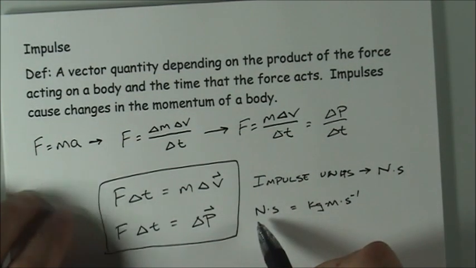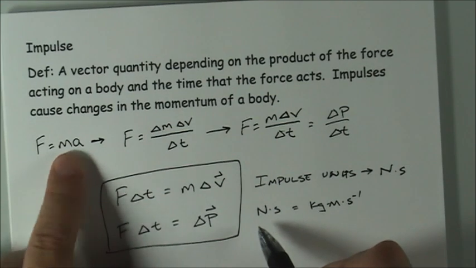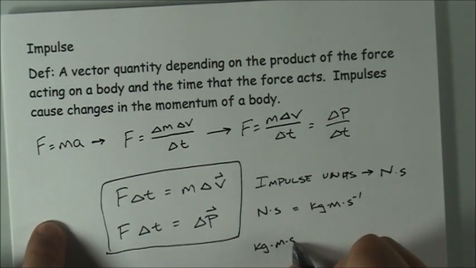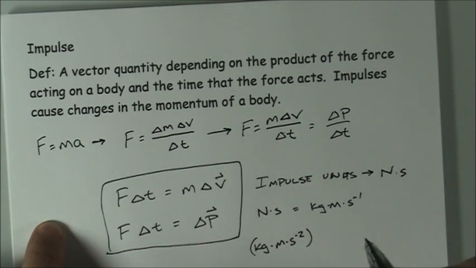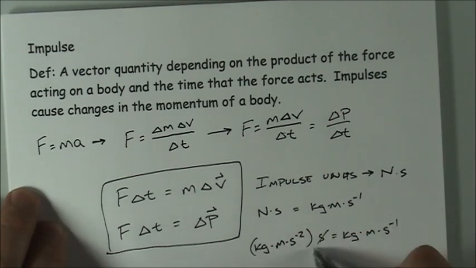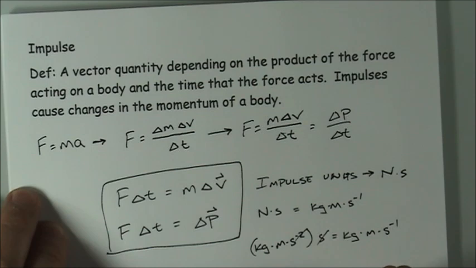just to remind you that a newton comes from mass times acceleration. So that would be a kilogram meter per second squared multiplied by s. That should be equal to kilogram meter per second, and obviously you can see that it is. So kilogram meter per second is equal to a kilogram meter per second.